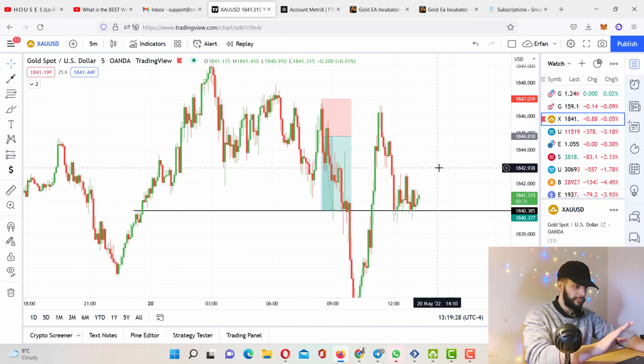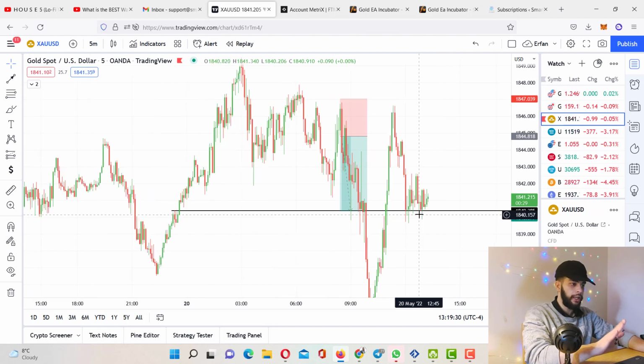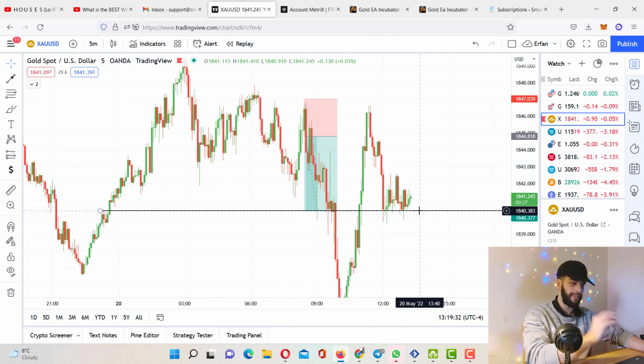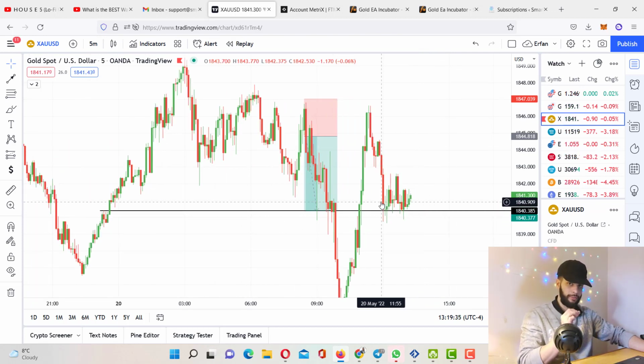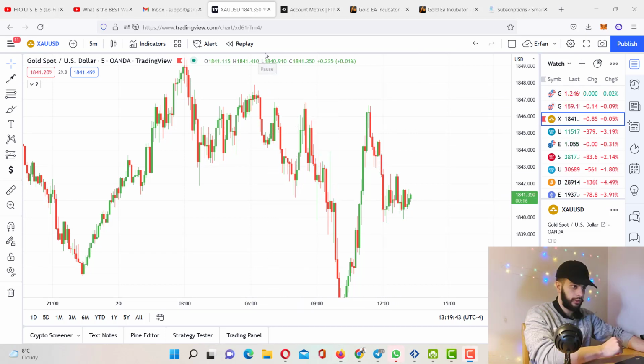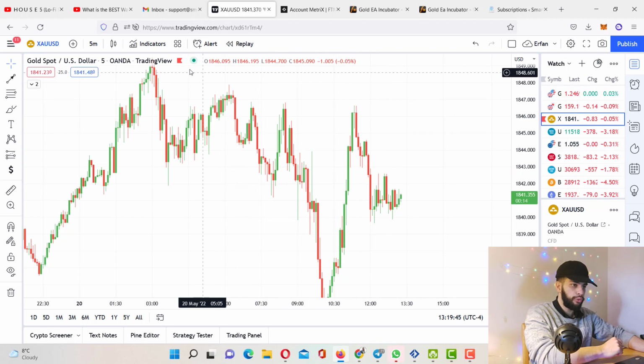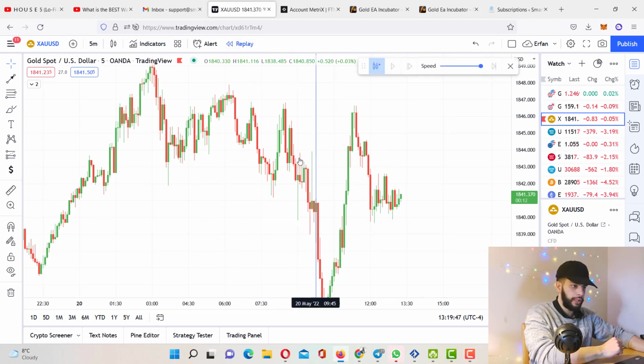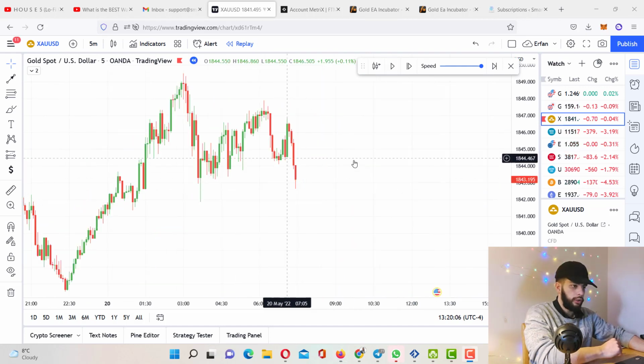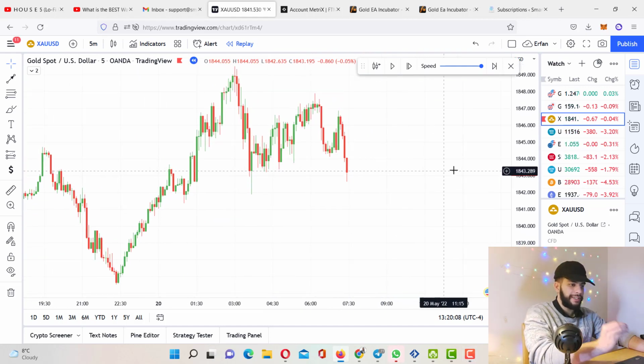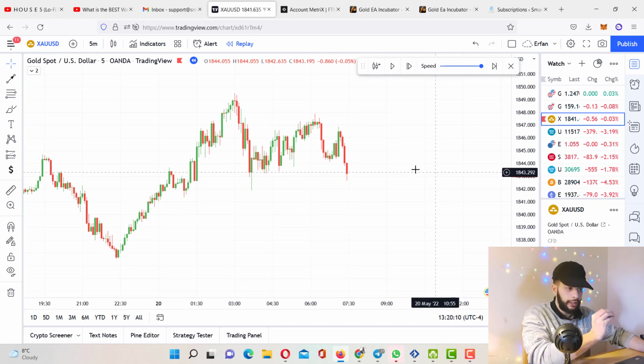So guys, I'm going to delete everything here to show you exactly what happened and how I analyzed the market when I looked at the gold chart. Okay, so I'm going to do a little bit of replay for you. Let me show you where it was. Okay, so this is exactly when I started looking at the gold chart.